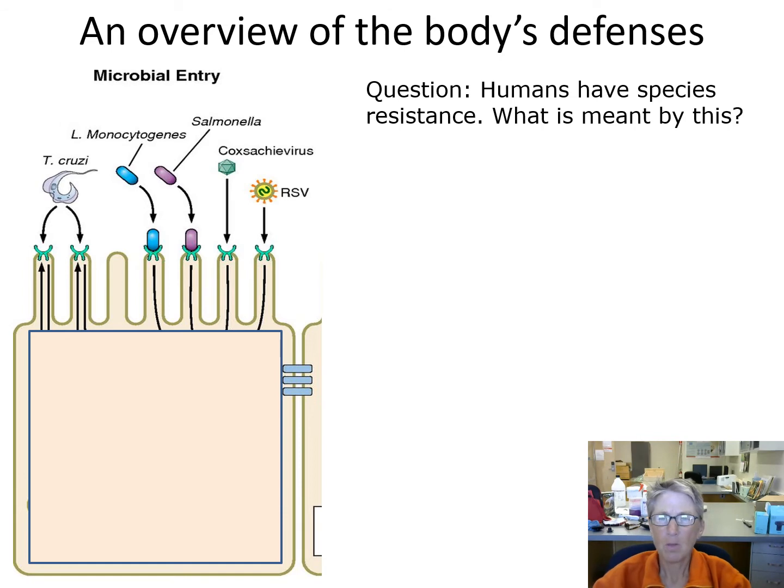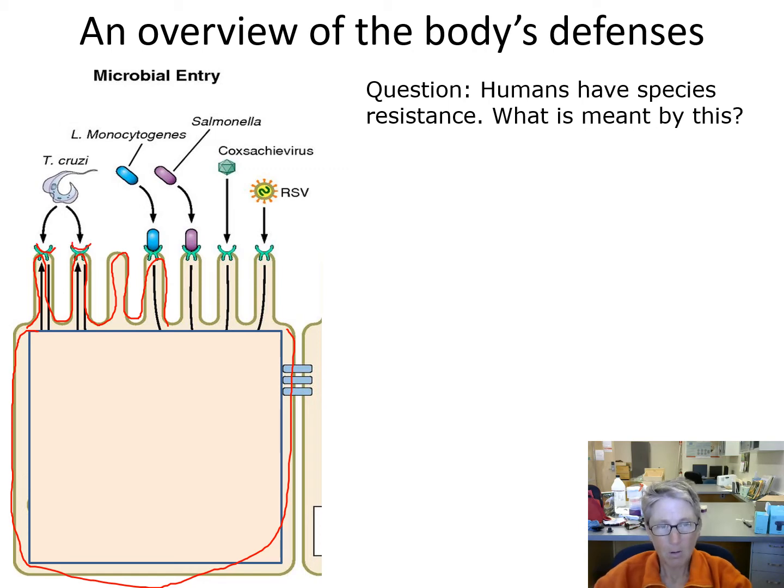Questions. Humans have species resistance. What is meant by this? So we just talked about that. So let's use this cartoon to answer the question. So here's a stylized cell. It looks a little cuboidal, and it has these microvilli, or extensions of the phospholipid bilayer, which is the plasma membrane, and then it's got these little green receptors here.